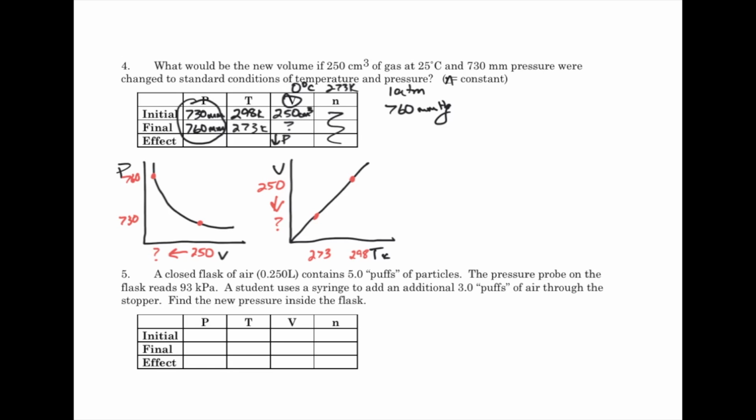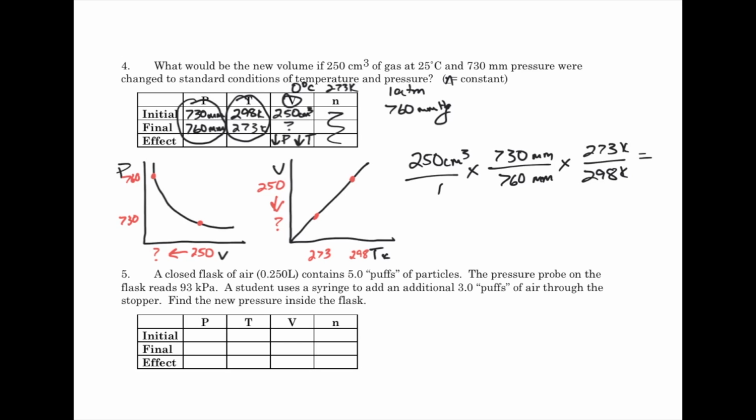So we are also going to decrease the volume because of a change in temperature. So that tells us now how to arrange this conversion factor. So we will again start out with our given 250 centimeters cubed over 1 times our first conversion factor that is going to cause the volume to go down. So that means 730 millimeters of mercury over 760 millimeters of mercury. Multiply that by our second conversion factor that is going to cause the volume to go down. So that would be 273 Kelvin over 298 Kelvin.